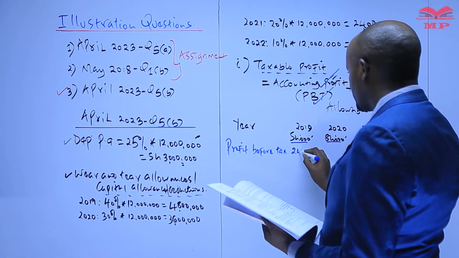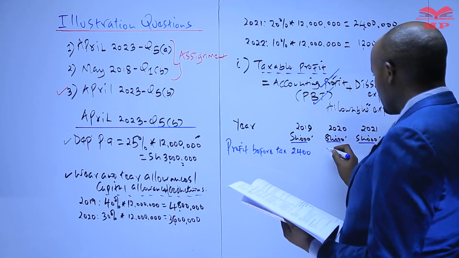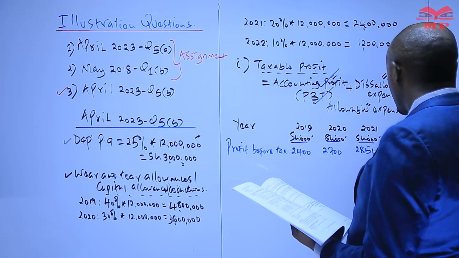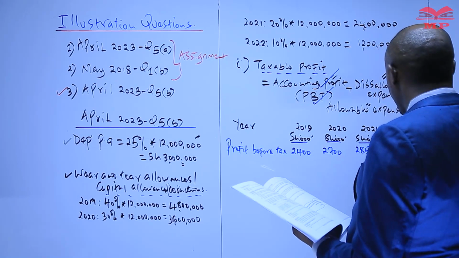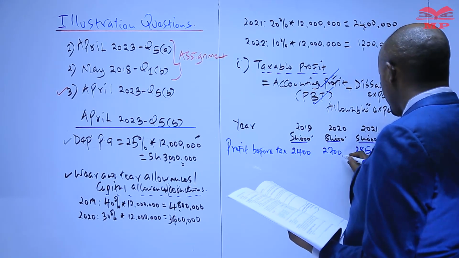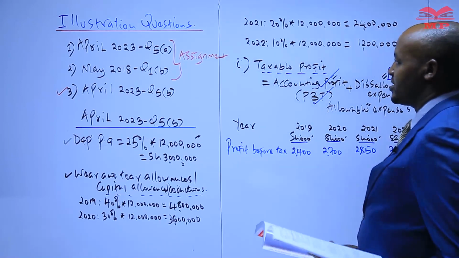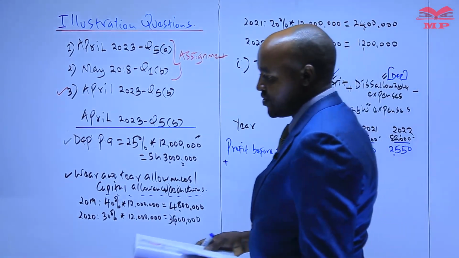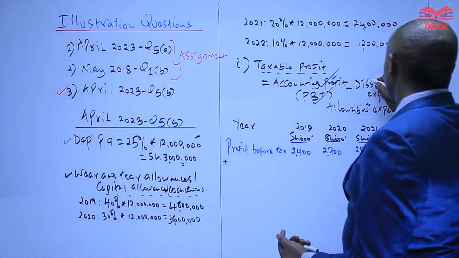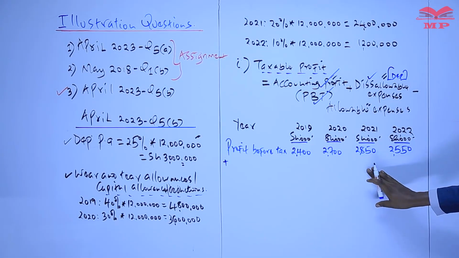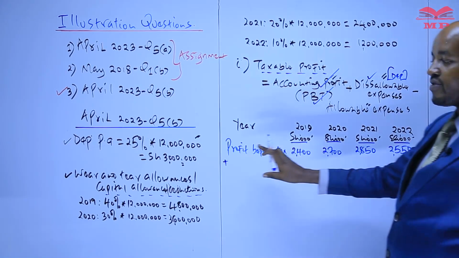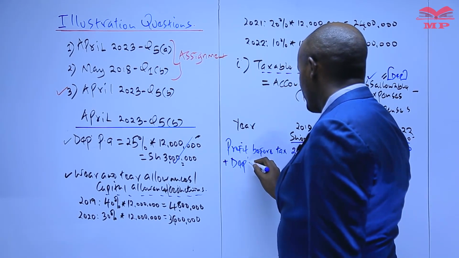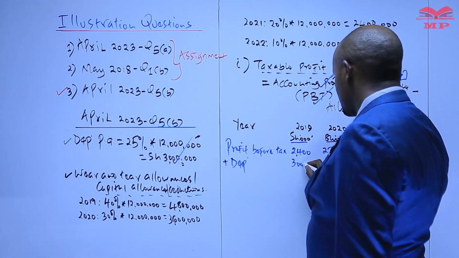Say in the first year, it was 2,400. Then the other year was 2,700. The other year was 2,850. And finally, we have 2,550. That is the profit before tax, which is the same as the accounting what? Profit. And then now to this, what do we need to do? We need to add back the disallowable expense, which has already been deducted in arriving at this profit, and that is the depreciation. Remember, you have computed the depreciation per annum here, which is an amount of 3 million, and basically this is per annum.